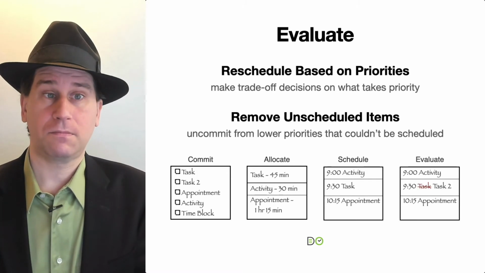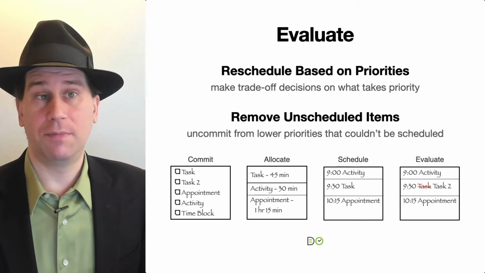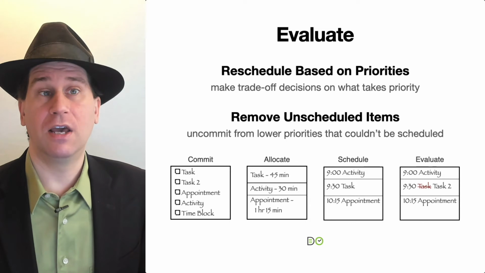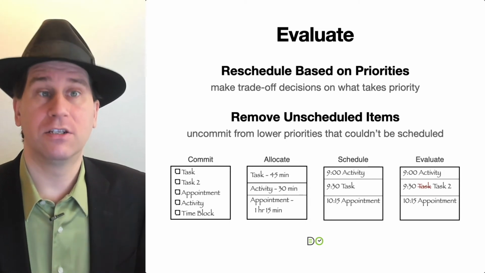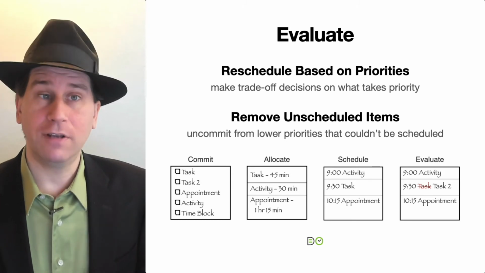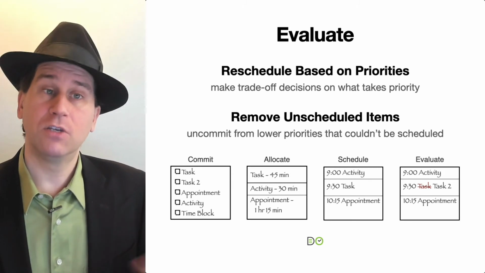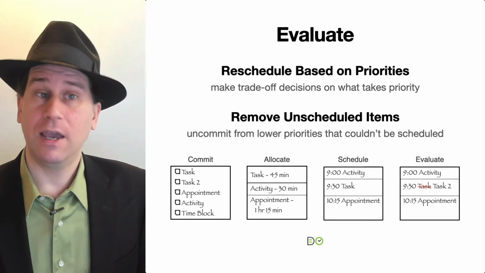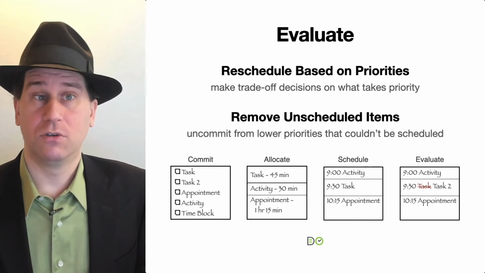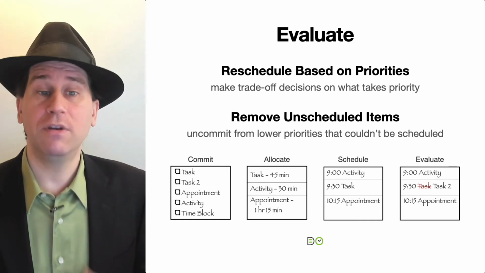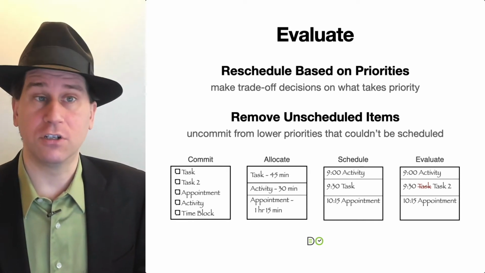So the final step in the case process is evaluate. And this is a step that's easy to kind of overlook. What you want to do is you want to reschedule based on your priorities. So what often happens when we go through this process is we've committed to things today, we've allocated time, we get to scheduling it, and not everything fits on our schedule. We often want to do more than we can actually do. So we now need to actually go and make these trade-off decisions.